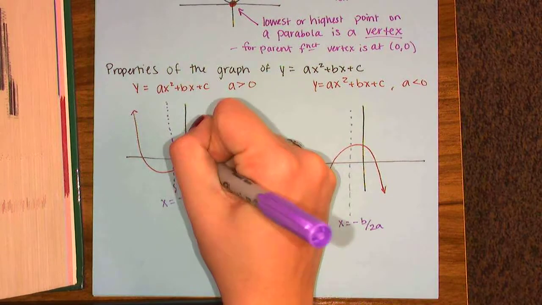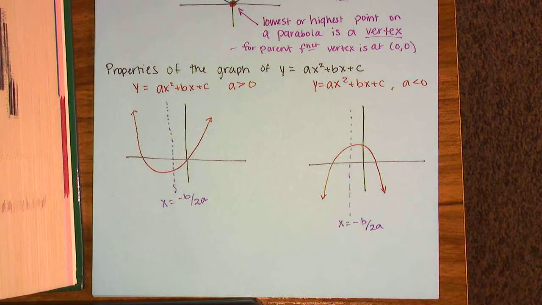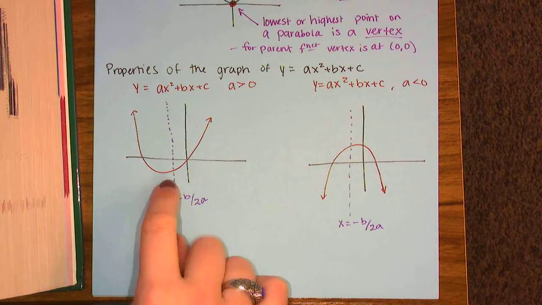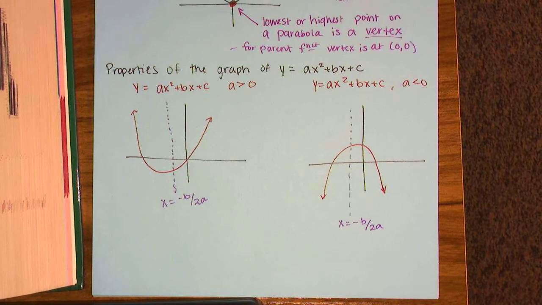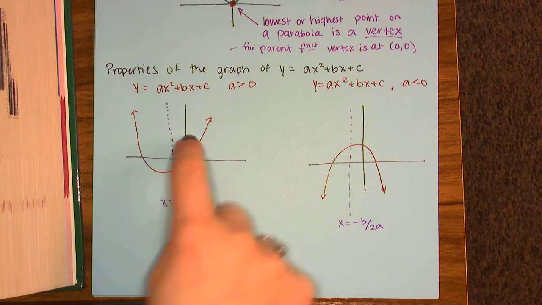Okay, the point where it crosses. You're always going to have to find basically 2 points when you do this. You have to find the vertex, so that's a point. You have to find one other point. The easiest point to find is when it's on the axis.